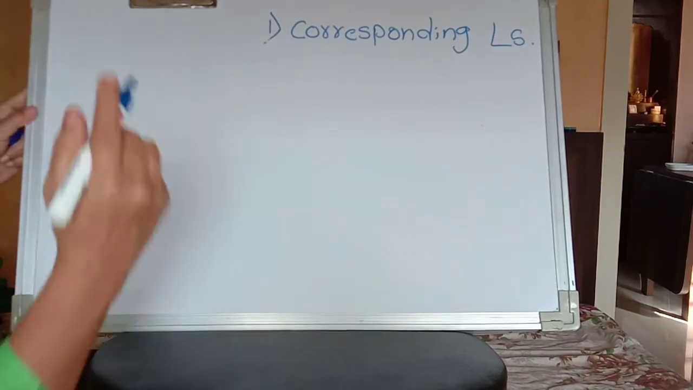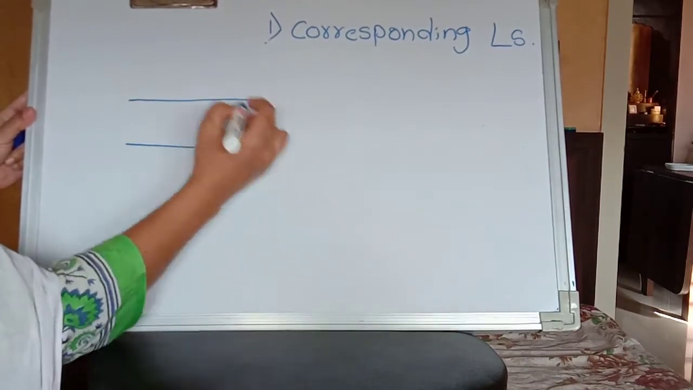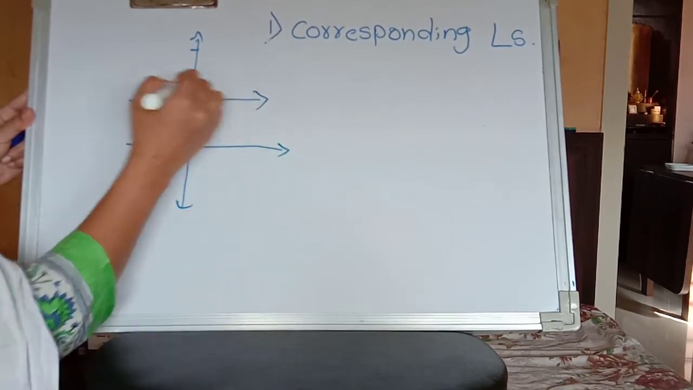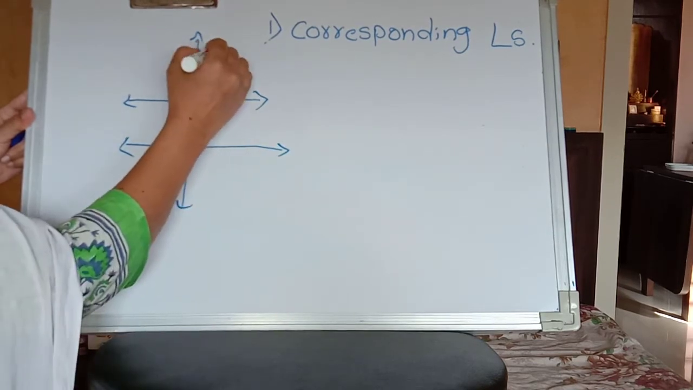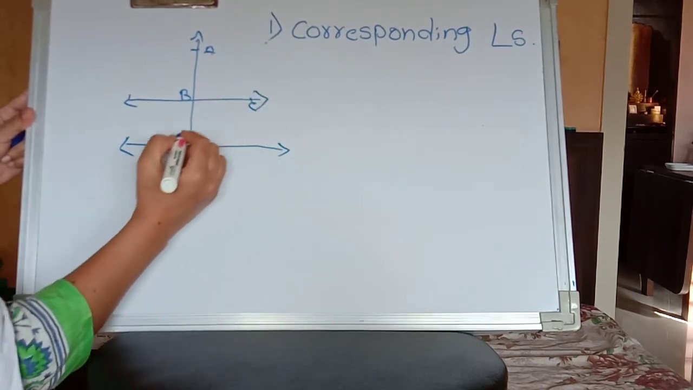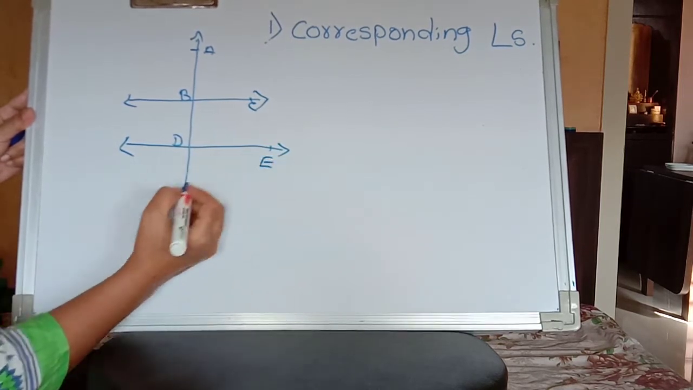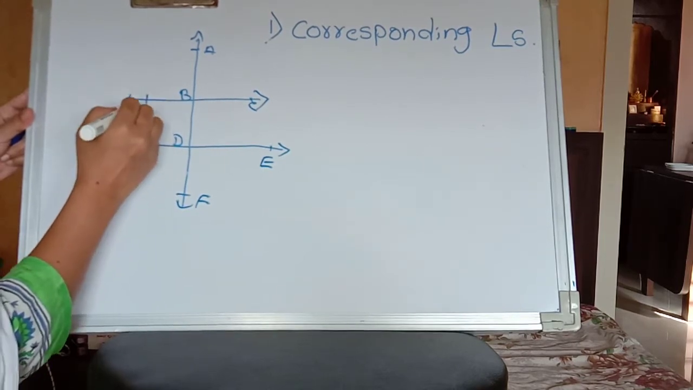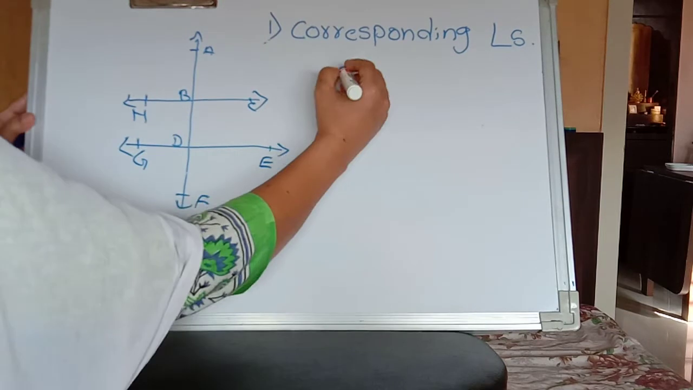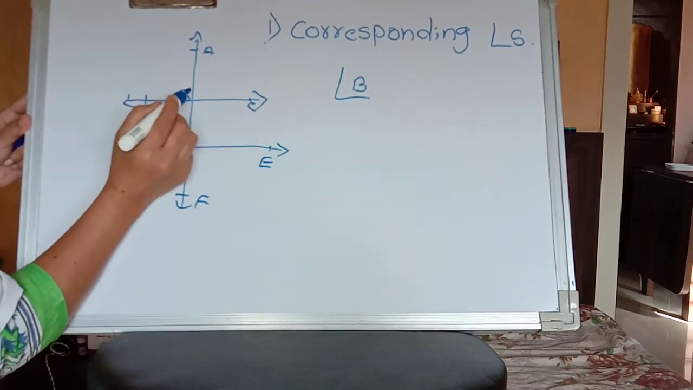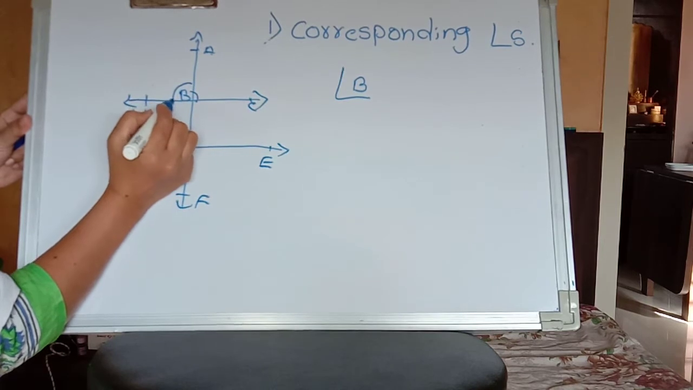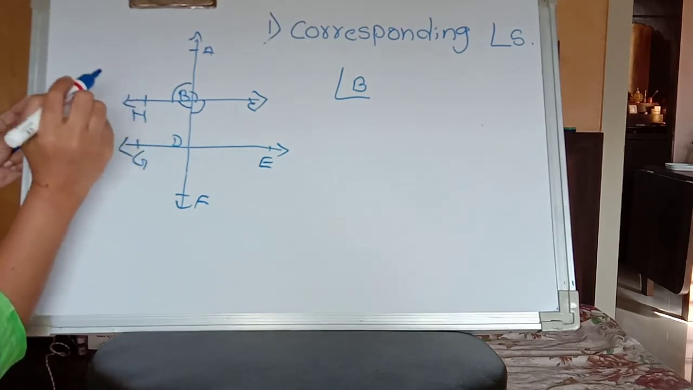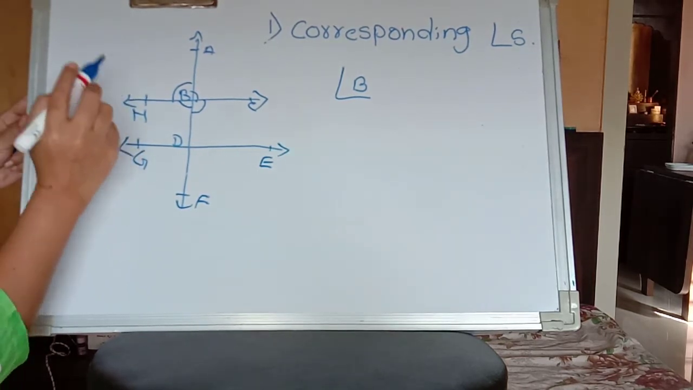Now if I have two lines like this, and this is a transversal, and the names given to the lines are A, this is B, C, then this is D, this is E, this is F, then you can write this as G, and this is H. Now if I say only angle B, it can be this angle, this angle, this angle, or this angle. So if I want to say angle B, then I have to specify it via three-letter names.